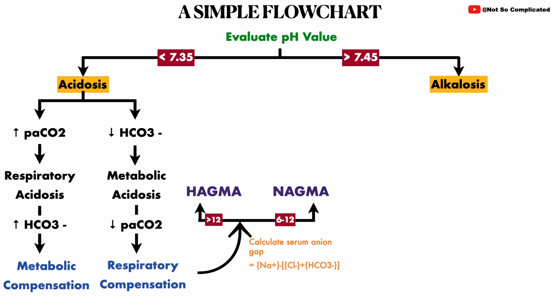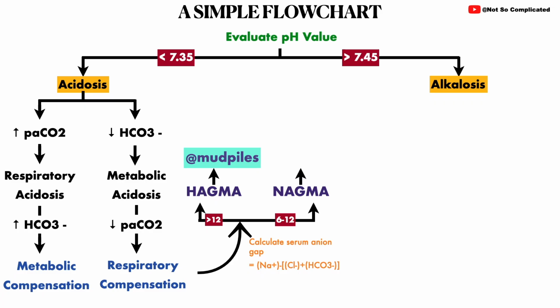Now, there are very different causes of HAGMA and very different causes of NAGMA. Talking about the causes of HAGMA, there is a very famous mnemonic, that is MUDPILES, and if you don't know the full form of it, note it down right here. M is methanol poisoning, U is uremia, D is diabetic ketoacidosis, P is paraldehyde poisoning, I is iron or isoniazid overdose, L is lactic acid, E is ethylene glycol poisoning, and S is salicylate poisoning. These are the conditions that cause HAGMA, or high anion gap metabolic acidosis.